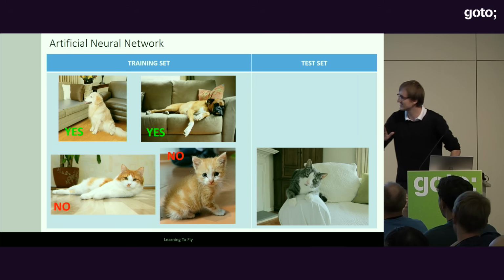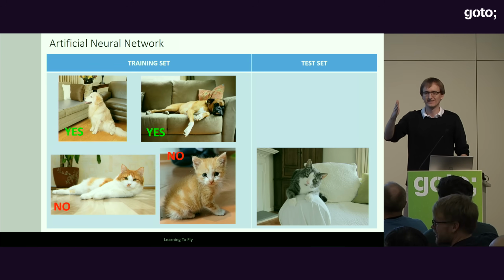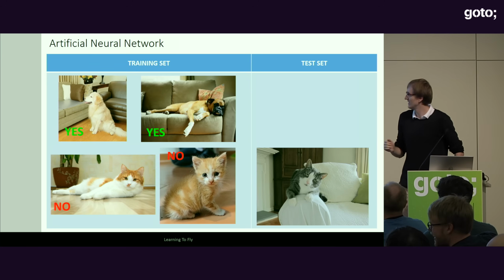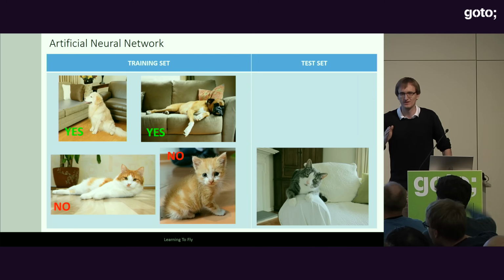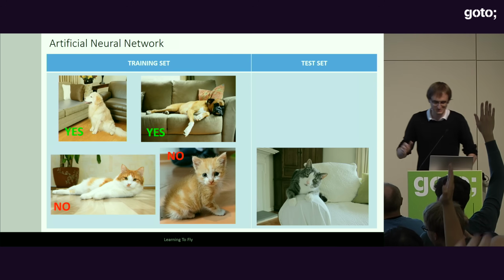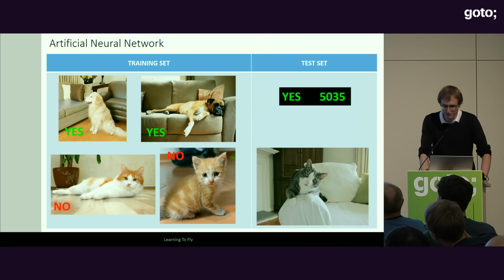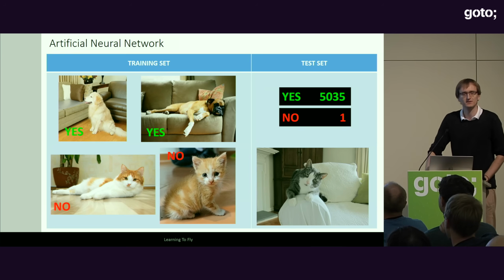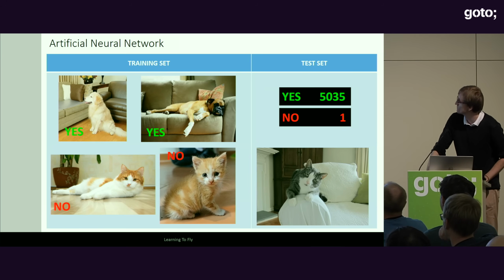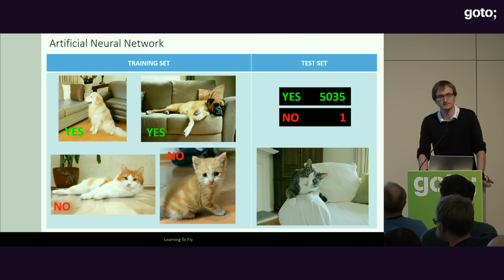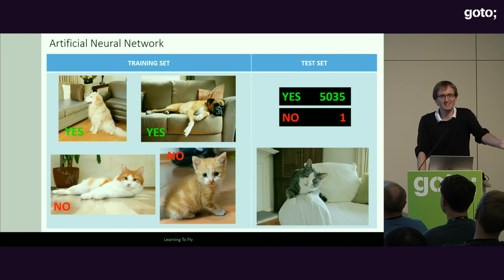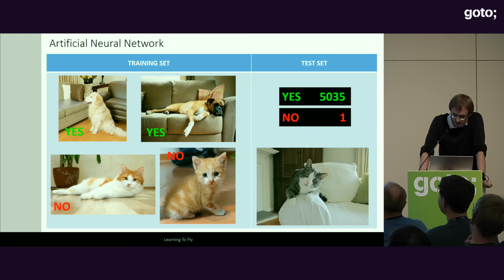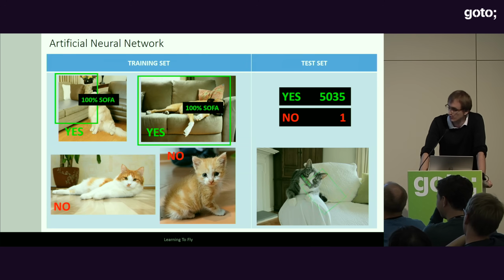Please now raise your hands. Who votes for yes? Okay. Now please raise your hands. Who votes for no? Beautiful. The results are 5,035 for yes and 1 for no. Ladies and gentlemen, this is a correct answer. We just successfully detected a sofa.